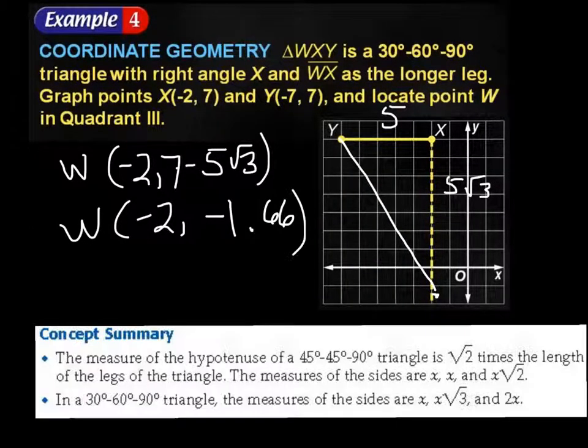Ta-da! We found 2 reference triangles in this lesson. The 45, 45, 90, where the measure is square root of 2 times the length of the legs to get the hypotenuse. So the measures of the sides are x, x, and x square root of 2. And at 30, 60, 90, the measures of the sides are x, the shortest leg is x, the longer leg is x square root of 3, and the hypotenuse is 2x.